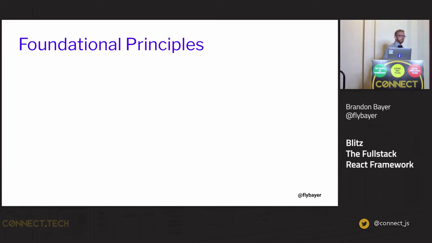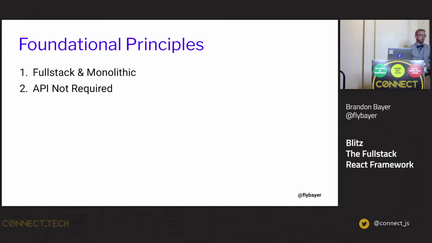All right, let's talk about some of the foundational principles. It's the framework that we've used to make the decisions that we have in building Blitz. Number one, full stack and monolithic. Number two, API not required. Not required means that we abstract it away for you by default. I'll show you that. But you can also add your own GraphQL API easily to Blitz as well if you want to.